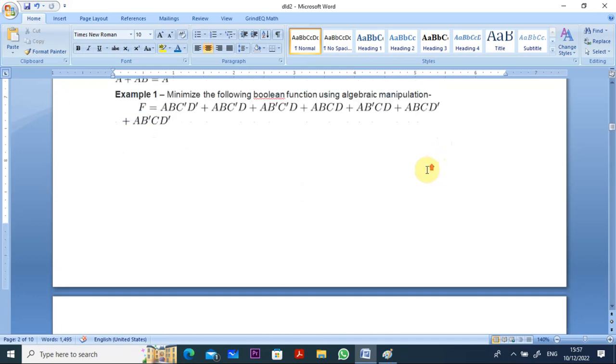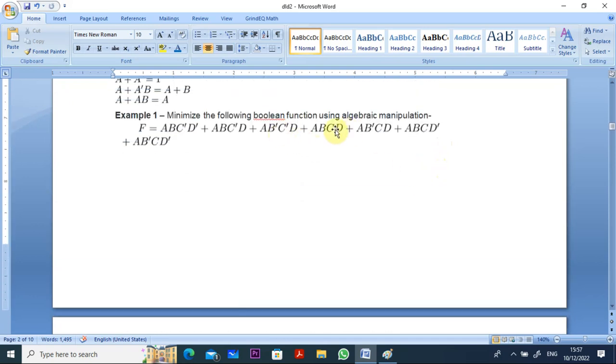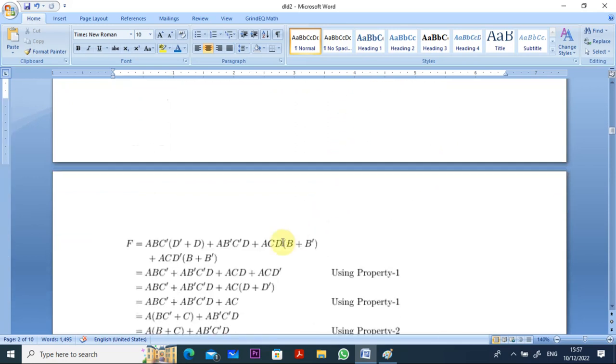The last two terms also: A, C, D, B, B dash. A, C, D is common here, so it is A, C, D, B plus B dash. A similar case you get there, right? Then D plus D dash will be 1. According to the property, D plus D dash is equal to 1. So A, B, complement of C into 1 will be the same thing.